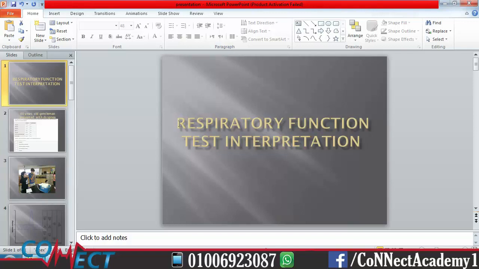Today we will talk about explanation and interpretation of the respiratory function test. We'll talk about the spirometry. This is a common question in the MRCP part 1 or part 2.